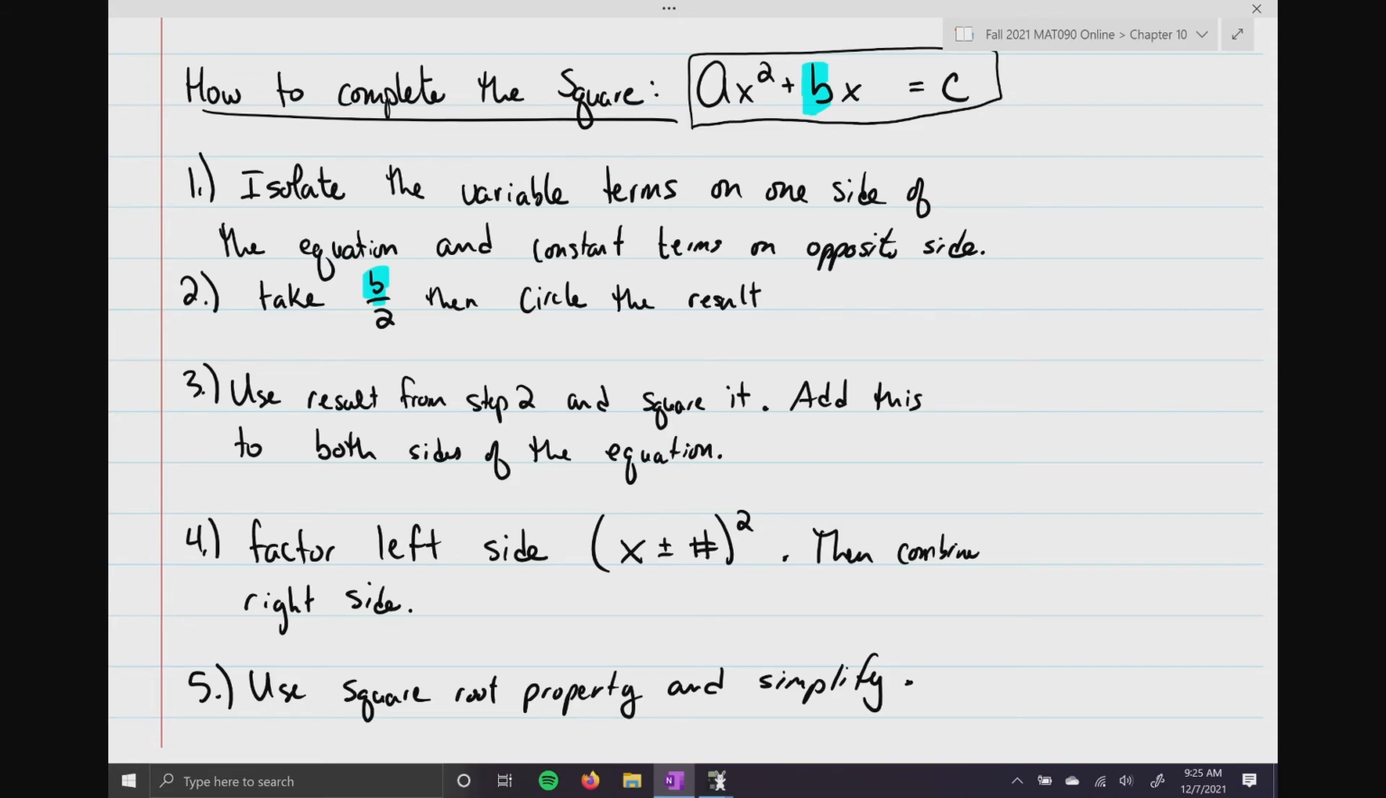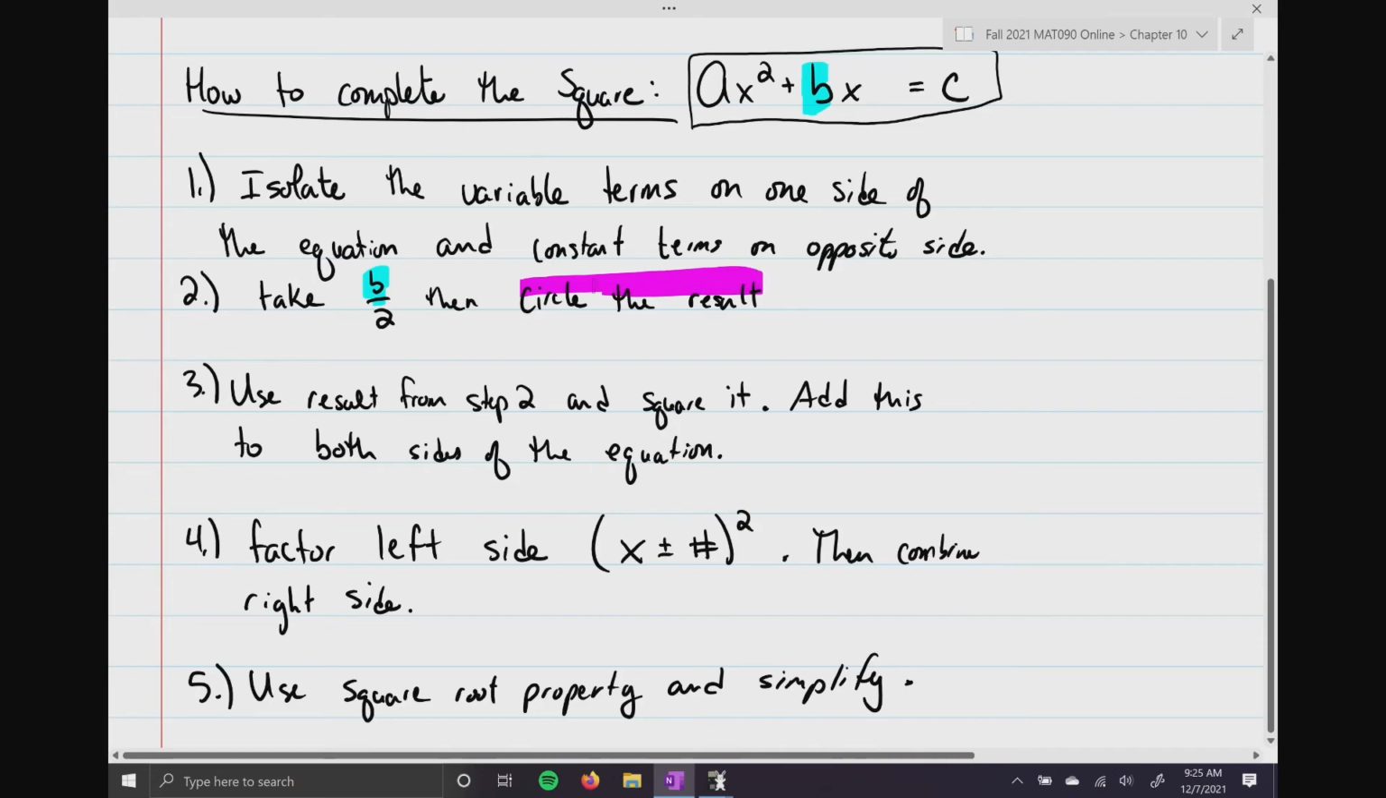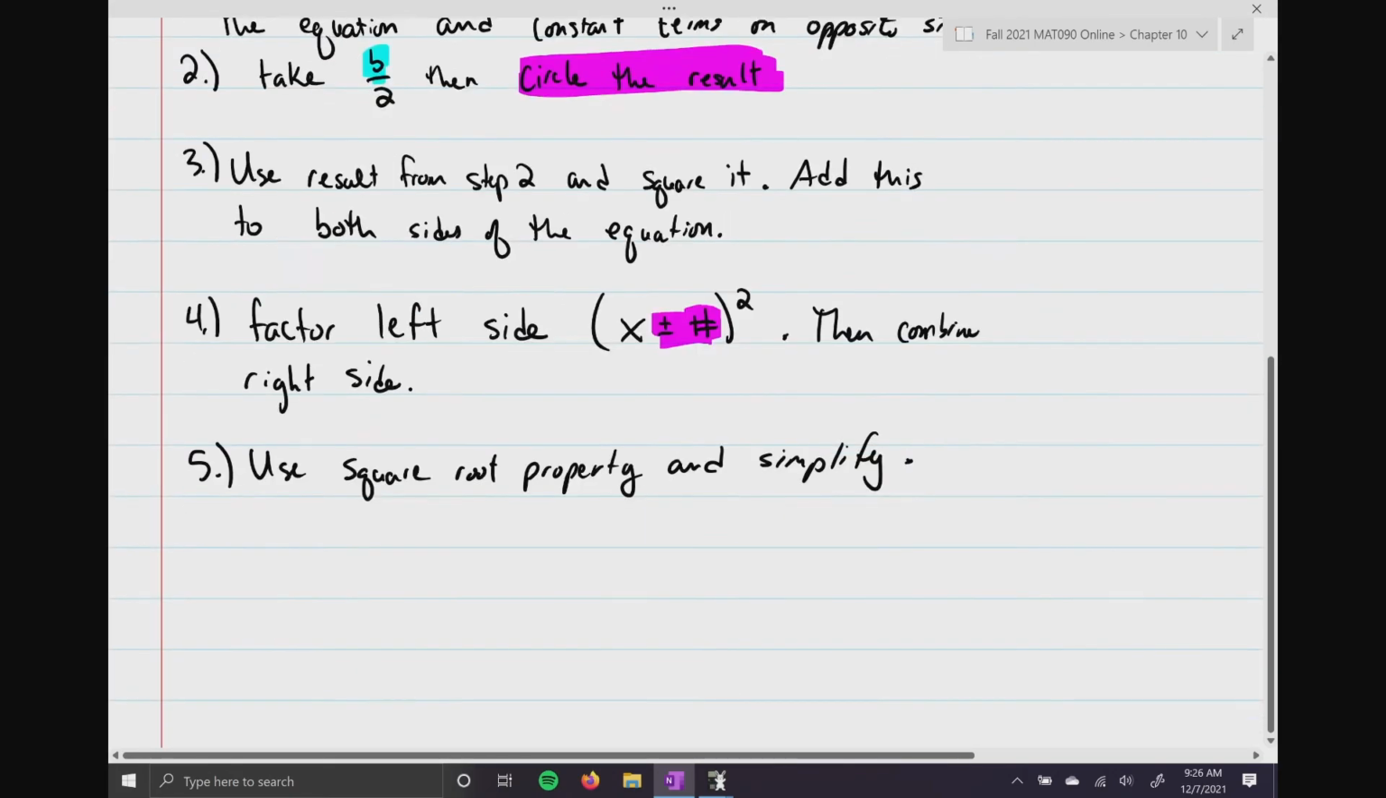Now, step 4 is very important because you're going to factor the left side, and it's always going to factor down into the quantity x plus or minus some number, all raised to the second power. The result that you circled in step 2 will be that number. It will always be that number. So you don't even have to really think about factoring it. It just factors like that. And then step 5, we're going to use the square root property and simplify. So let me show you an example of how this looks.